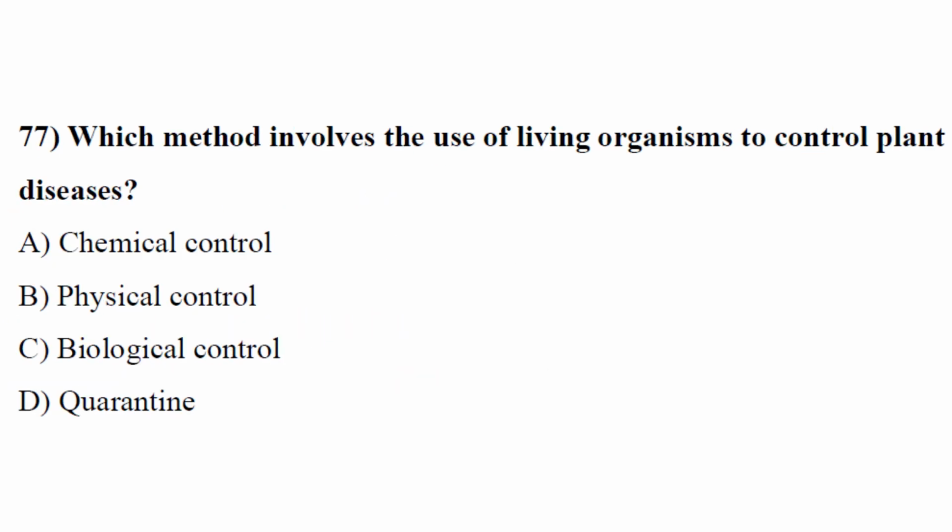77. Which method involves the use of living organisms to control plant diseases? A. Chemical control. B. Physical control. C. Biological control. D. Quarantine. Answer: C. Biological control.